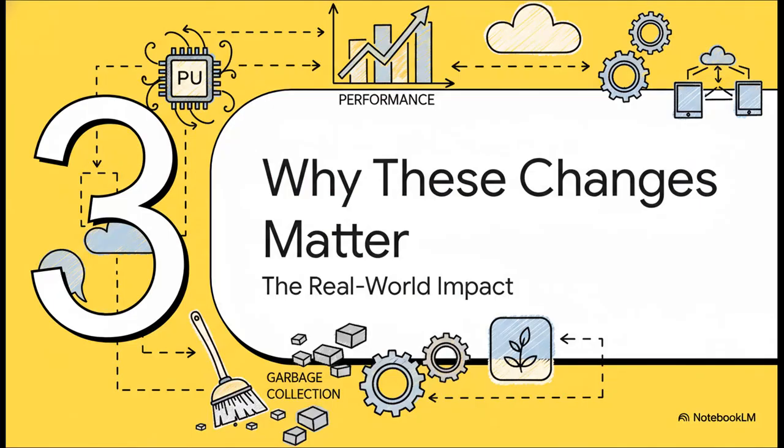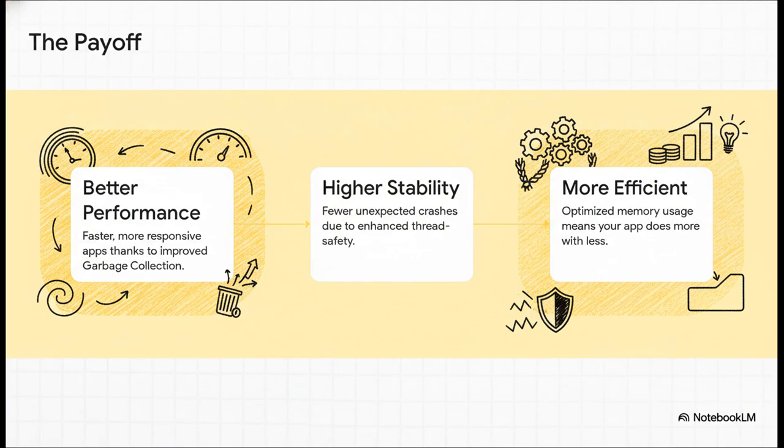So, that's the jargon. But what does all this technical stuff actually do? How do these improvements to thread safety and garbage collection actually translate into real-world benefits for your apps? This is where it gets really good. And here is the payoff, right here. Those GC improvements we talked about, boom. That means better performance, a faster, snappier, more responsive app for your users. And that enhanced thread safety? Well, that means higher stability. You're going to see way fewer of those random, head-scratching crashes. You put it all together, and what do you get? A much more efficient app that does more with less.